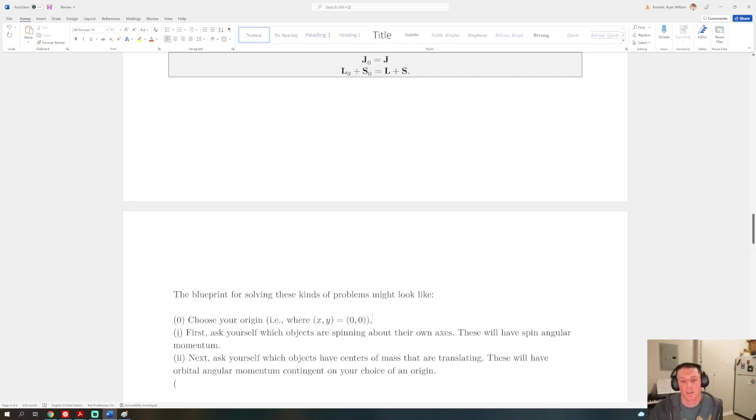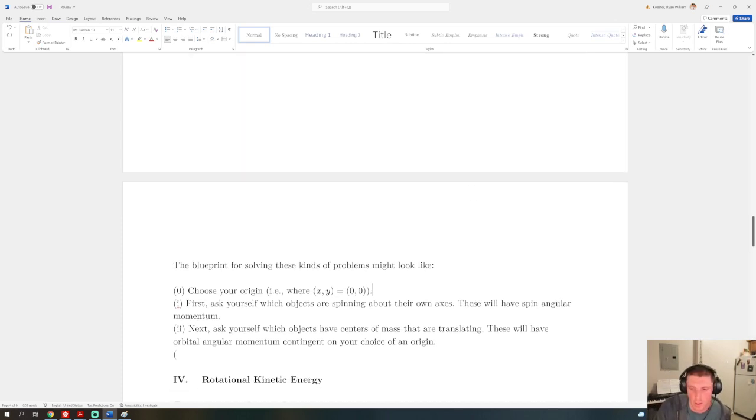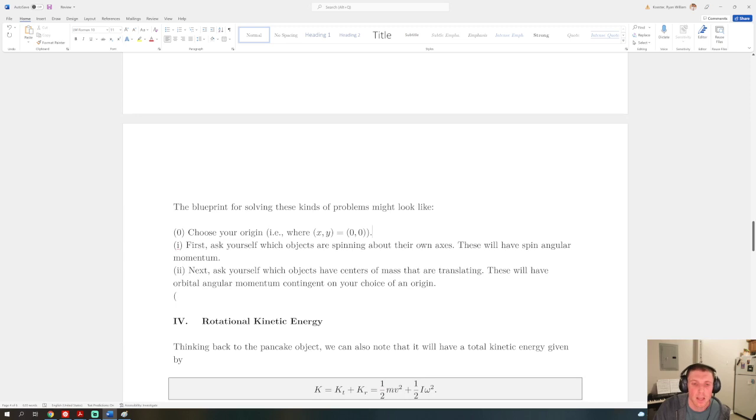Okay, so then we ask ourselves which objects are spinning about their own axes. They have spin angular momentum. Then we ask ourselves which objects have centers of mass that are translating. These will have orbital angular momentum contingent on the choice of origin, which was our 0th step. Then, okay, so this is like an outline for applying conservation of angular momentum.